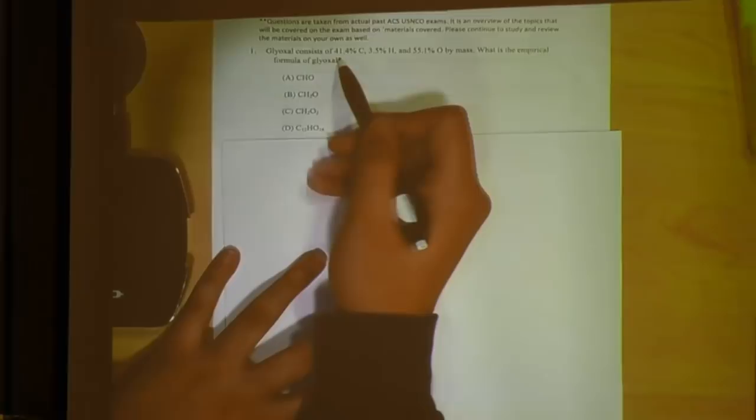glyoxal consists of 41.4% carbon. As you go through the question, underline the different numbers they give you, just so you're aware of what you're working with here. So you have 41.4% carbon, 3.5% hydrogen, and 55.1% oxygen by mass. Anytime it says percent by mass, you're going to assume that you have 100 grams.